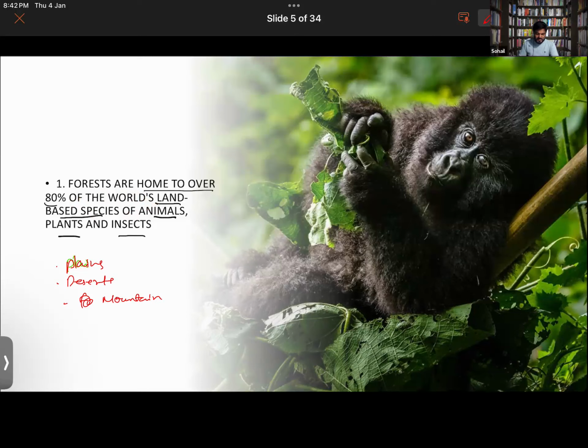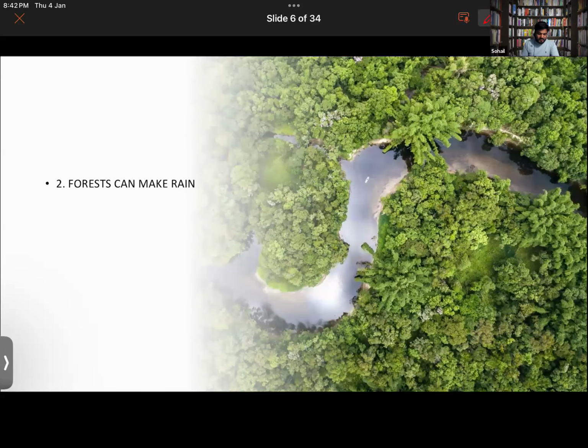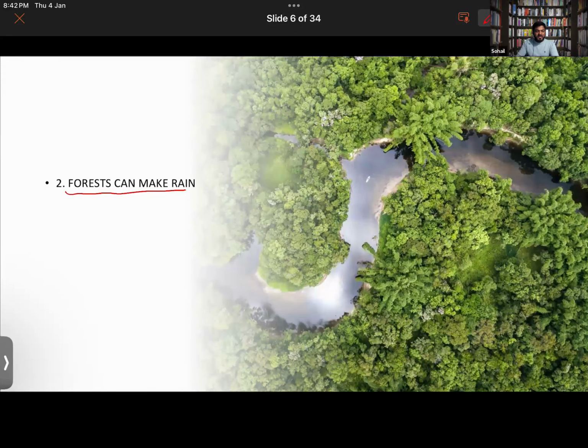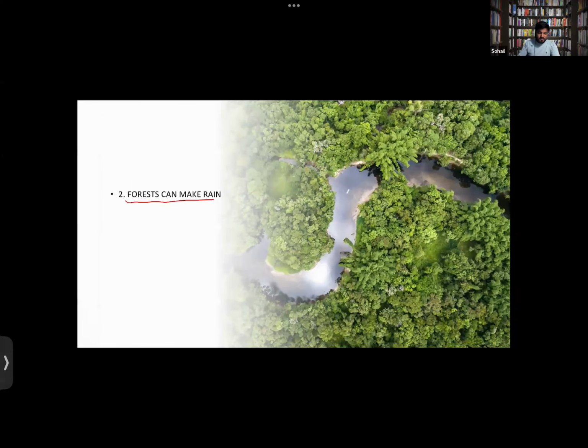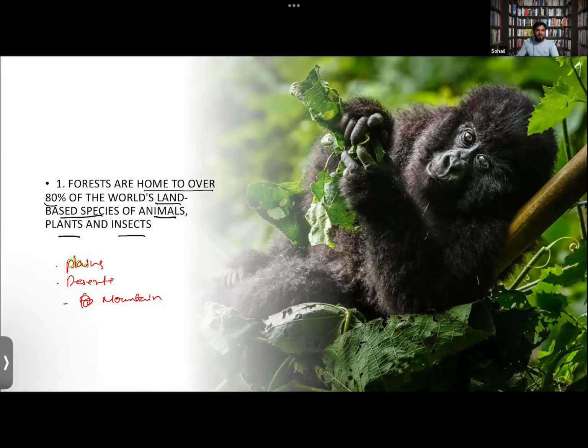Okay. Next, we know that forest can make rain. Right now, is there anything confusing about it? Sir, can you go to the previous slide once? Yeah, sure. Okay, let me zoom it out. You can continue.